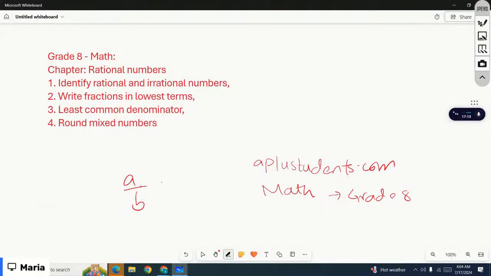So you can write them like this: 2 over 1, where 2 is an integer, or 5 over 4. If you cannot write the number in the form A over B, the number is an irrational number. If the number is written in the form A over B, that is a rational number.